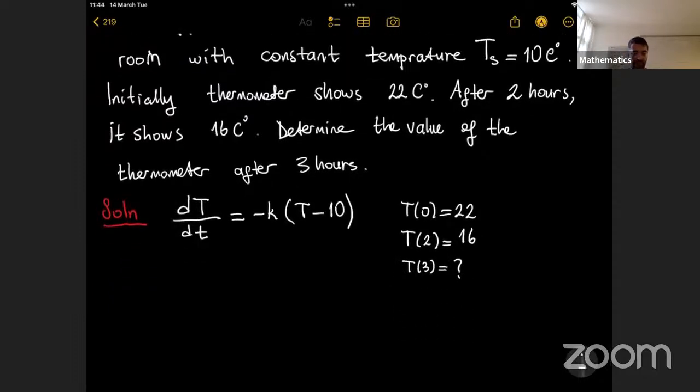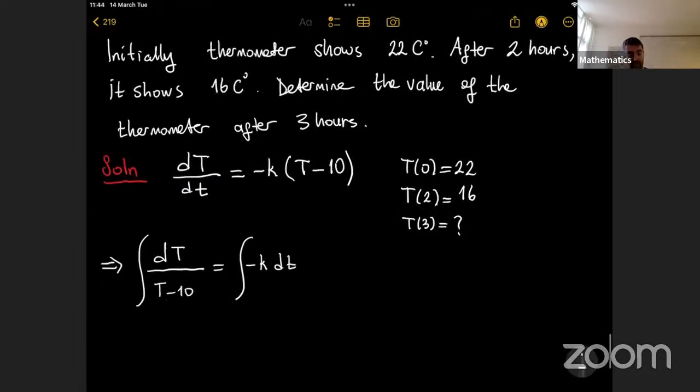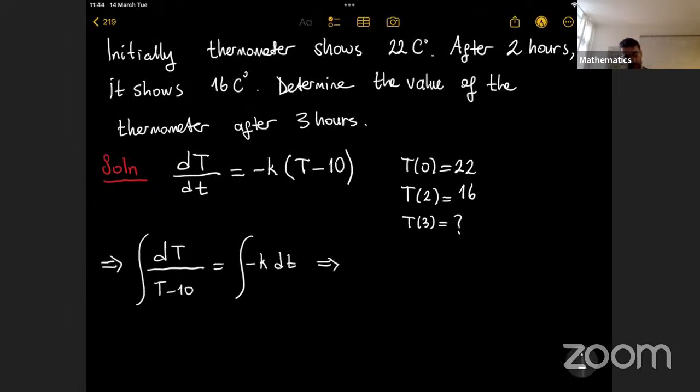So let's solve this initial value problem. It's a separable equation. You can write it as dT over T minus 10, taking all the capital T's on the left-hand side, and integrate the right-hand side, minus k dt. Left-hand side is basically the natural logarithm, ln of T minus 10, equal to minus k times t. You don't need an absolute value on t because t is time, and time is always positive, right?